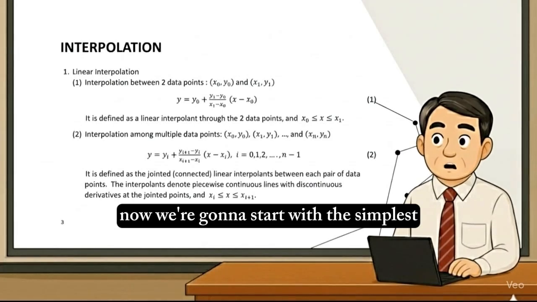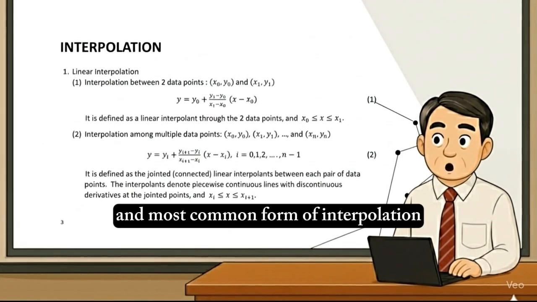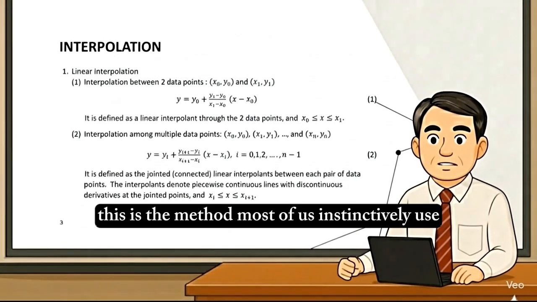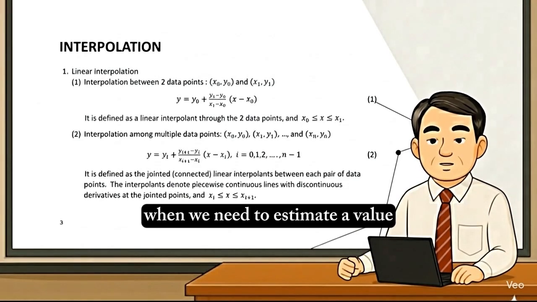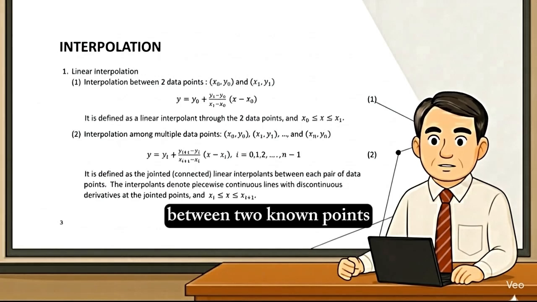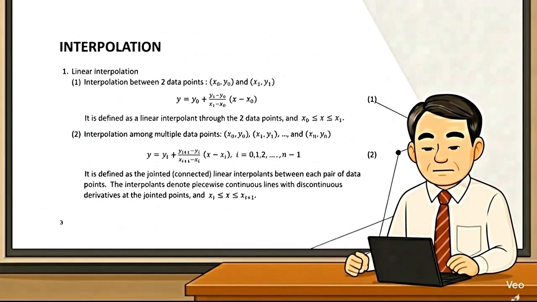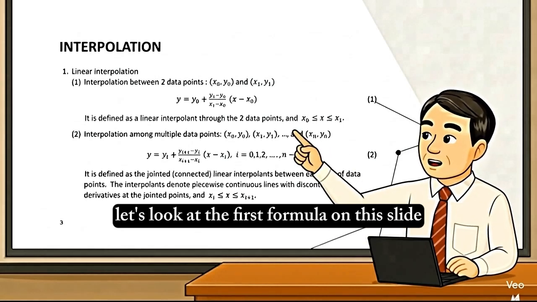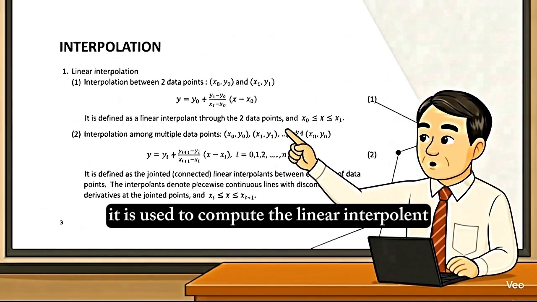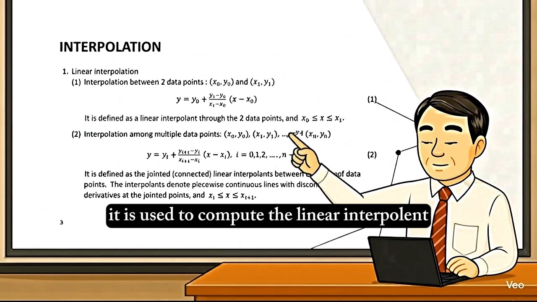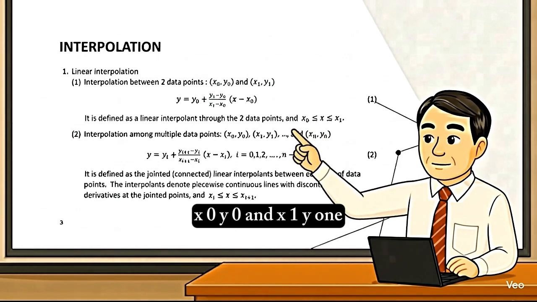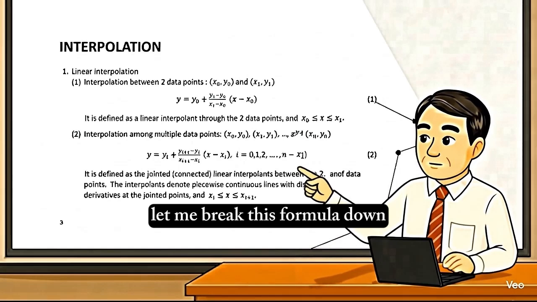Now, we're going to start with the simplest and most common form of interpolation, linear interpolation. This is the method most of us instinctively use when we need to estimate a value between two known points. Let's look at the first formula on this slide. It is used to compute the linear interpolant through the two given data points, (x0, y0) and (x1, y1). Let me break this formula down.